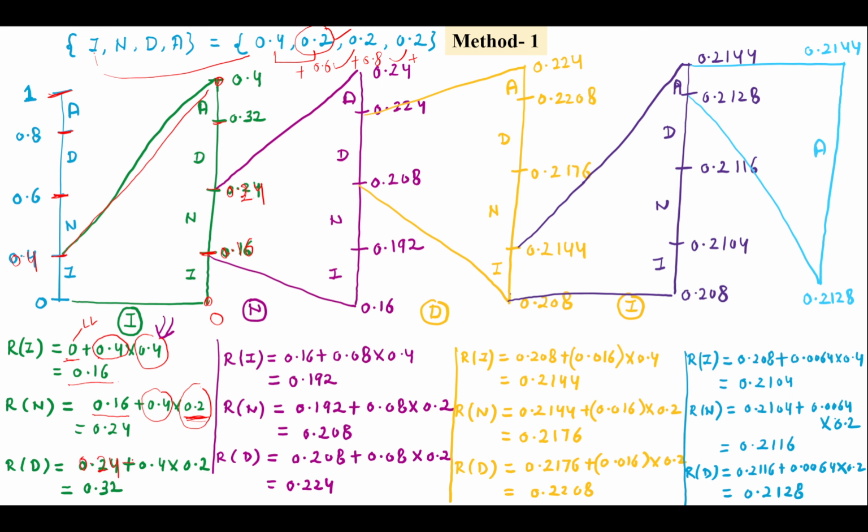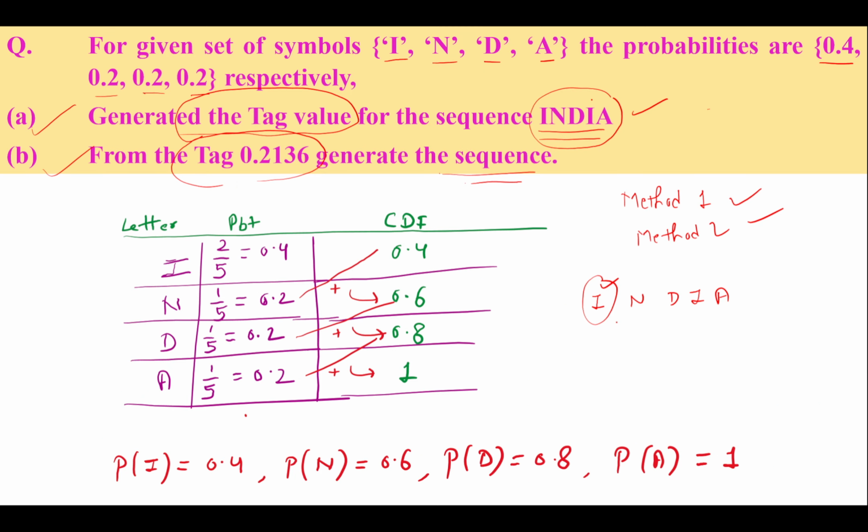Okay, 0.24, and the difference, this is the difference, and this is the probability of n. Okay, so here you get 0.32. So I means we have successfully encoded this letter I. And now we come to the sequence, because this sequence is already given in this question.